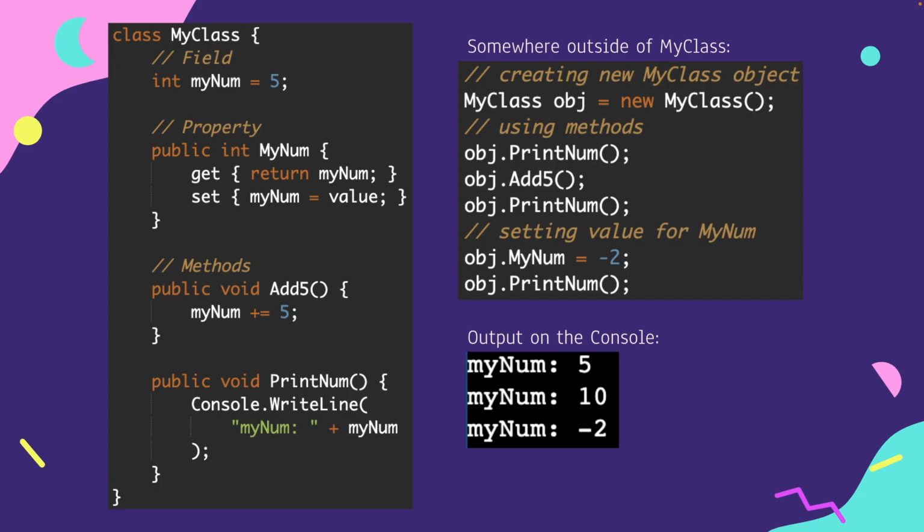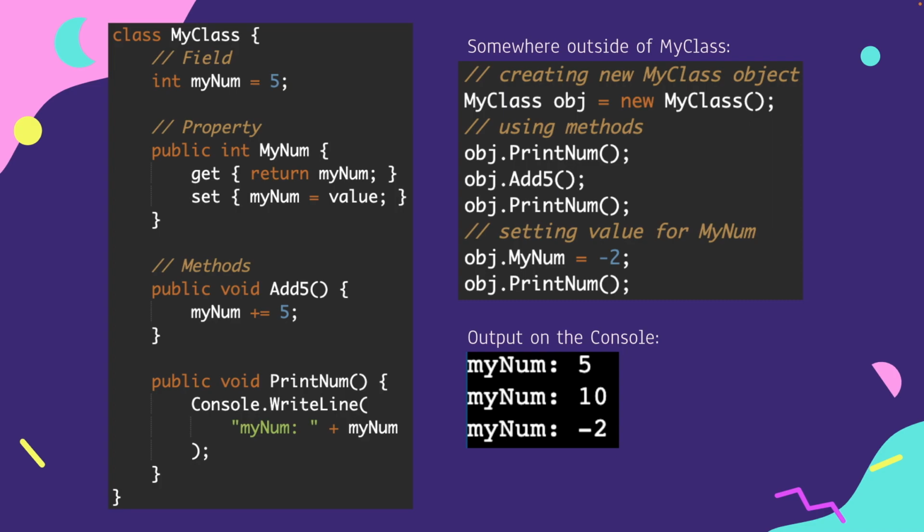It looks the same as calling a method, but it doesn't have those parentheses because it's not technically a method, right? But we use the same dot notation. It's going to be very common to use dot notation with object-oriented programming. And I set it to -2 because I know it's setting it because my num is on the left side of this equal sign. And then again, I'm going to print it out, which is why we have my num is equal to -2, right?